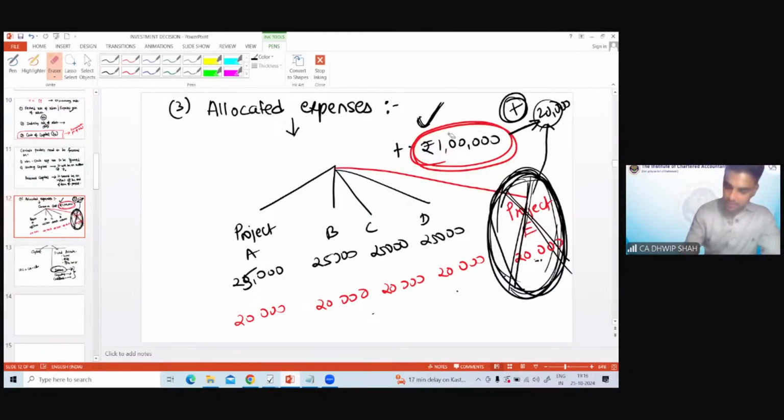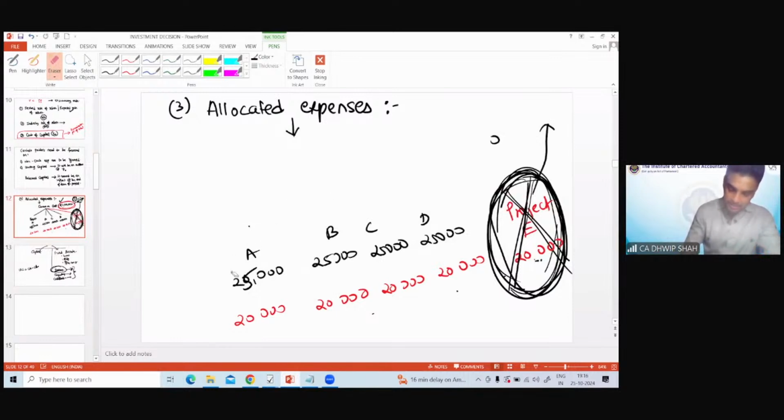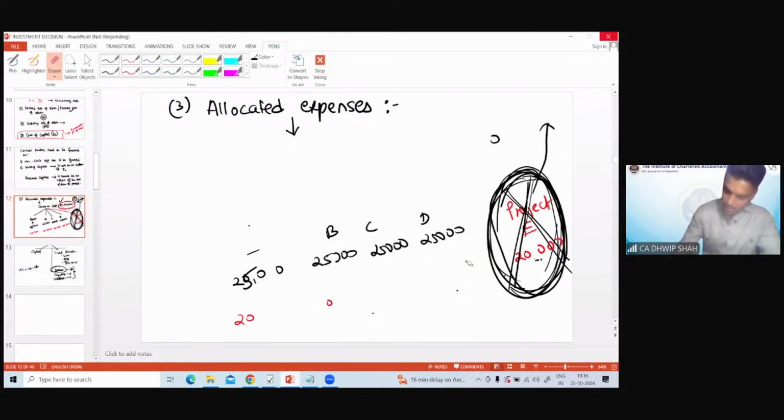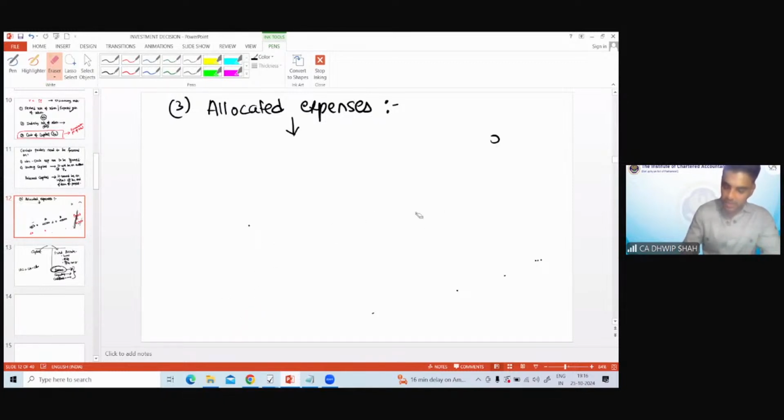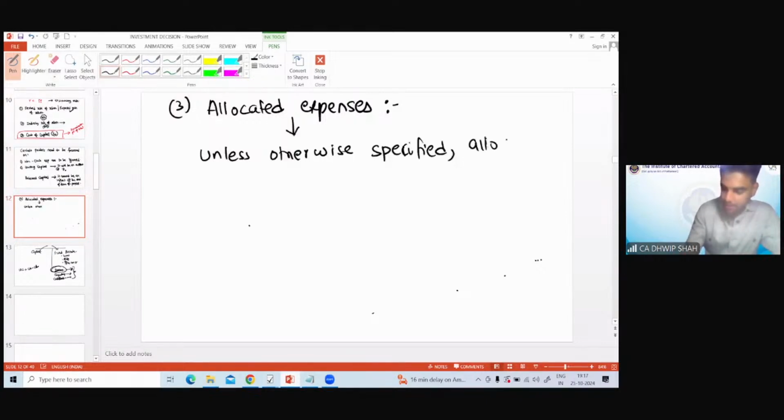So unless otherwise specified, allocated expenses are to be ignored. Unless otherwise specified in the question, allocated expenses are to be ignored. If the question specifies that allocated expense due to taking up the project has been increased by 20,000, then that 20,000 is now relevant for our project and we will take it as cash outflow. Okay? But unless otherwise specified, allocated expenses are to be ignored.